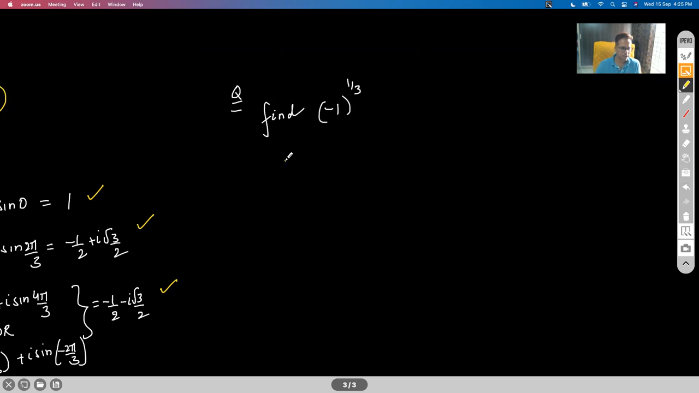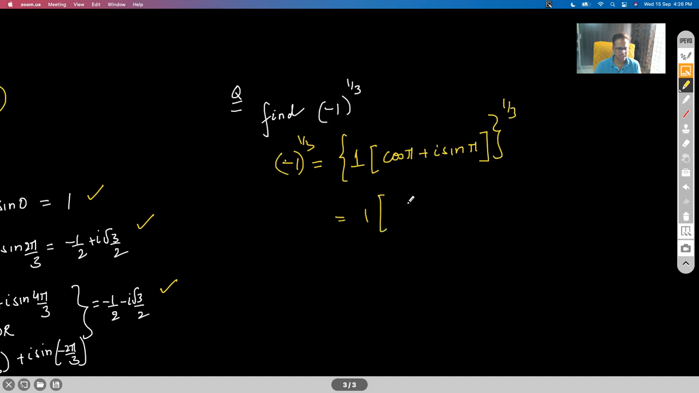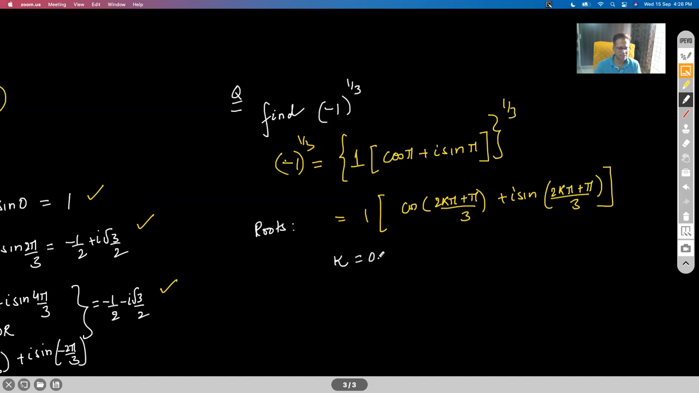Done? Okay. So first of all, let's write down minus 1 in polar form. So it is r cis pi, isn't it? Correct. Now I'm raising it to the power of 1/3. So as already discussed, this will become cos of (2k pi plus pi)/3 plus i sine of (2k pi plus pi)/3. And you have to put your k values as three consecutive values. You can choose 0, 1, and 2.